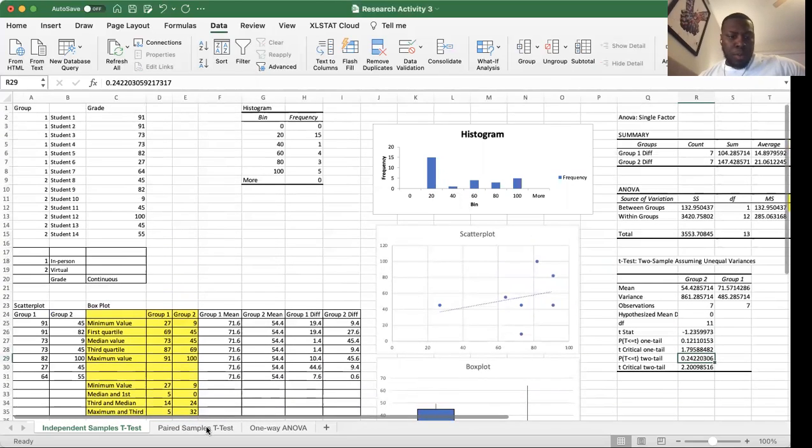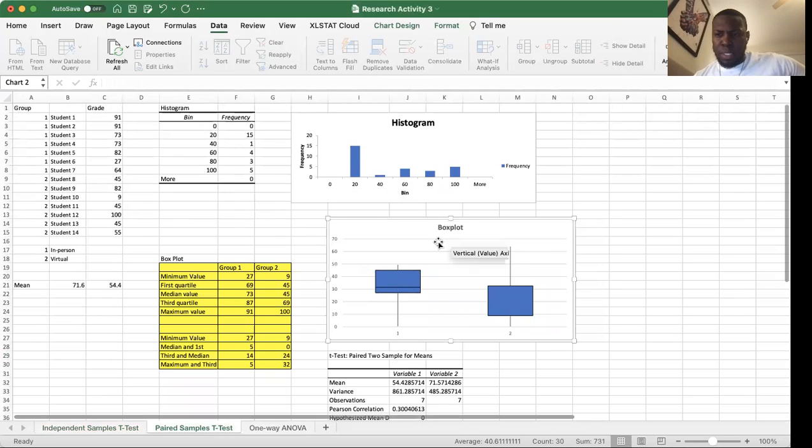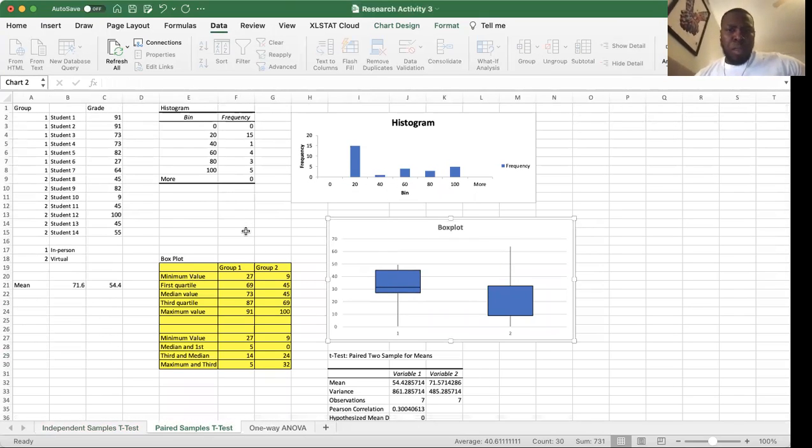All right, so then I'm going to go to the paired samples t-test. Once again, I'm doing a different test, but since my information was the same as far as my assumptions, I used pretty much the same assumptions. So now I'll pull that up.